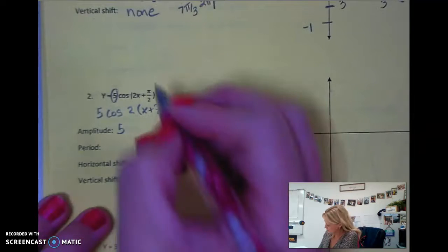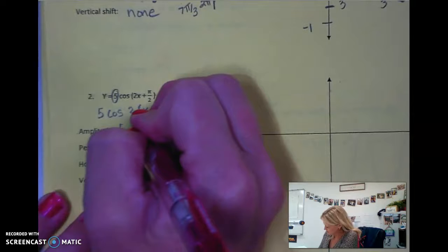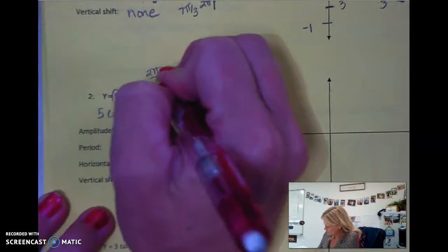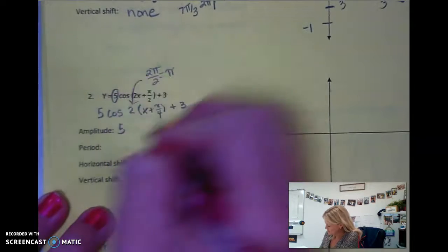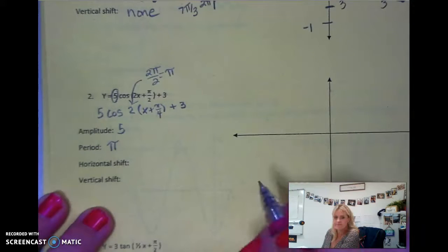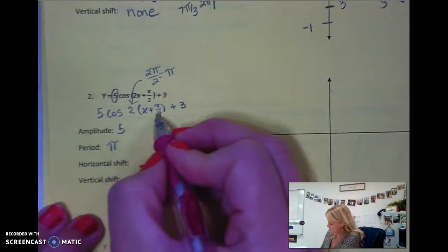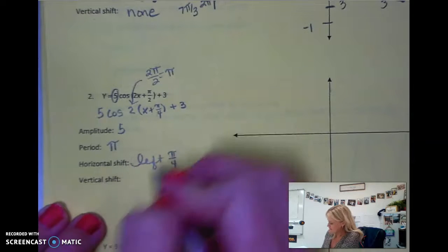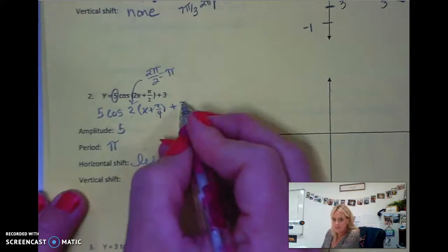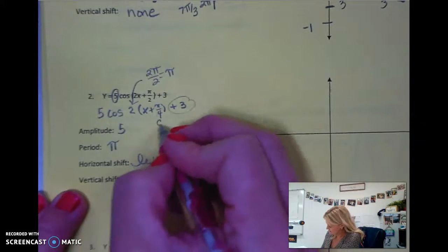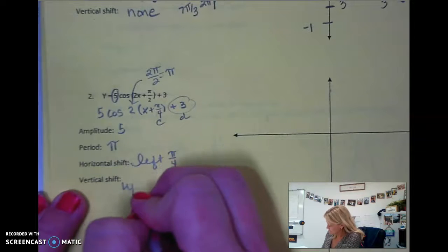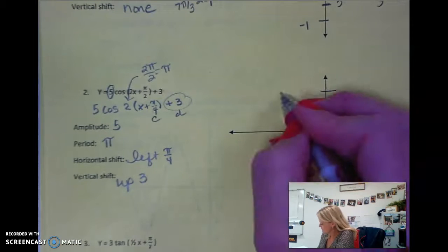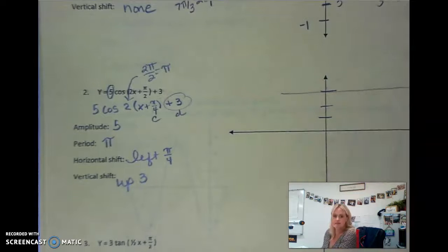Okay? So the 2 is my b. That's going to affect my period. 2 pi over b, or my period is now at pi. It is going to shift to the left 1/4 of a pi, and it's going to shift up. This is my d, by 3, my midline. So 1, 2, 3. My midline of my graph is going to be up here now.